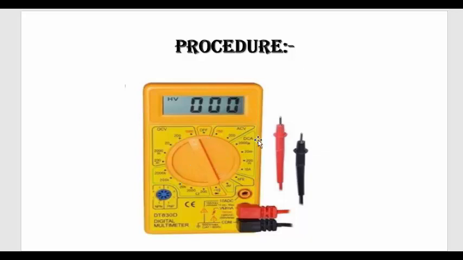If we move this switch to this block, we are able to know the DC current. If we move this switch to this block, we are able to know the alternating voltage as well as current. If we move this knob to this area, then we are able to find out the direct voltage. And if we move this to this region, then we are able to find out resistance. Similarly, we can check the continuity of the circuit using this multimeter.